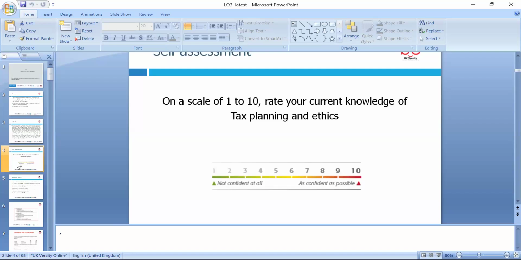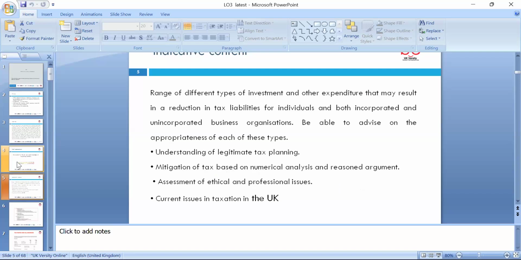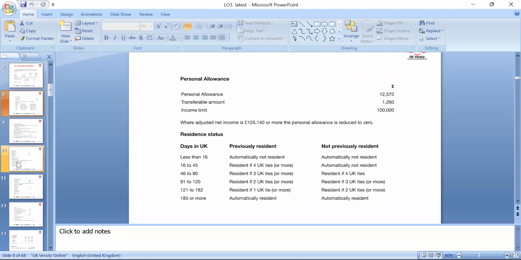This week, tax planning is legal, and our discussion will be focused on ethics and different types of ethics. If you have any question during the lesson, please feel free to ask. In the indicative content, these are the key points we'll cover: understanding legitimate tax planning, and how to mitigate taxes based on numerical analysis and the reasons behind it.